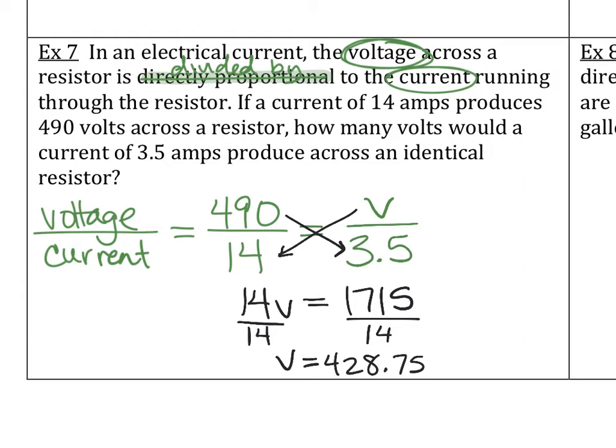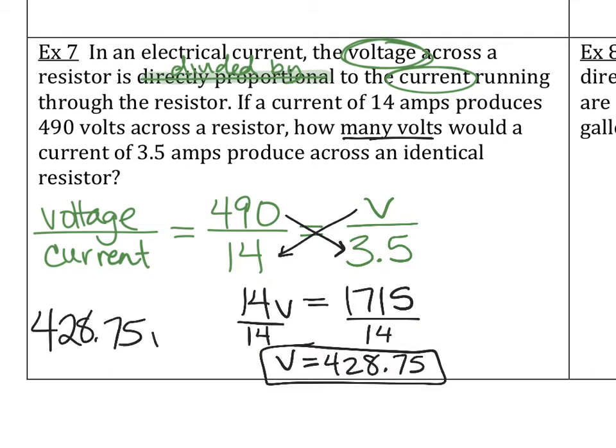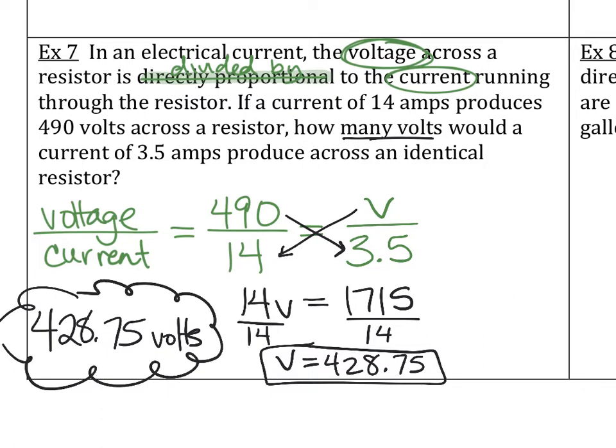428.75. Okay, that's the V, but remember this is a real world problem, so we need to put it back into real world terms. What did they ask me for? The voltage. So we would say 428.75 volts. And that's actually how we would answer this question because it's asking me a real life question.